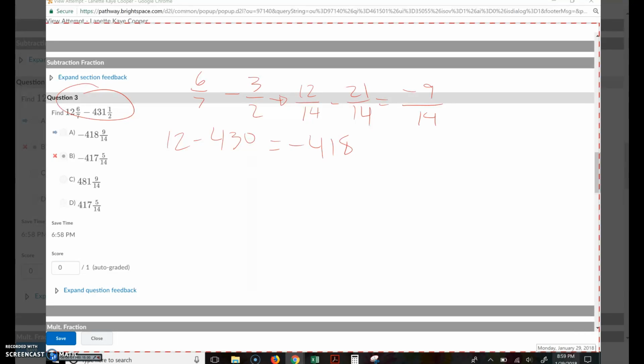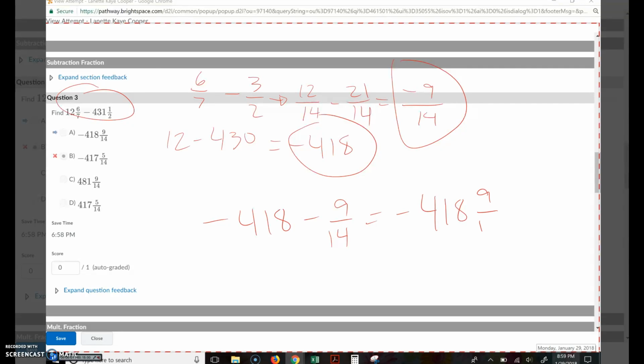So now I can add this and this together. So we have negative 418 plus a negative, or we can just say minus. Right? So plus a negative number is the same as just saying minus that number. So minus 9/14. So it is negative 418 and 9/14, which is this number here. And that is how you solve that problem.